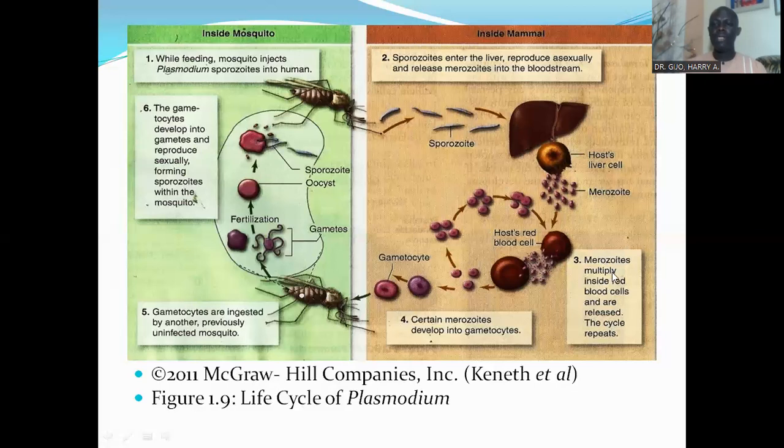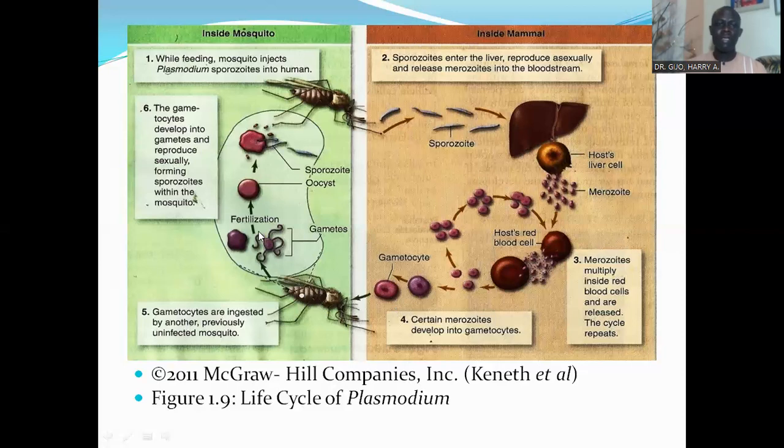Then the merozoites multiply inside the red blood cells and are released. The cycle repeats. The red blood cell ruptures and they may infect other red blood cells again, or certain merozoites develop into gametocytes. The gametocytes are ingested by another previously uninfected mosquito, the female Anopheles mosquito.